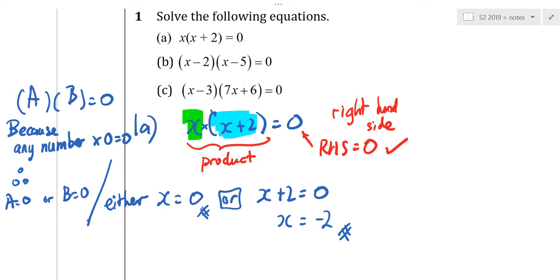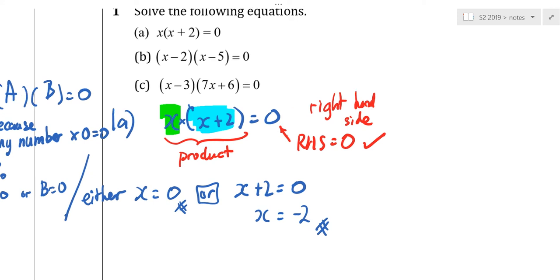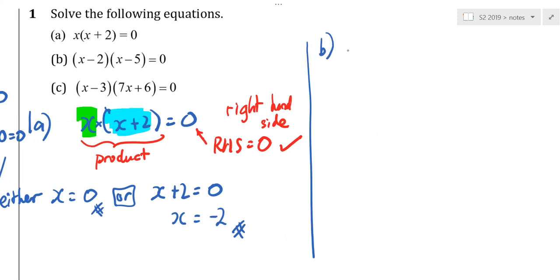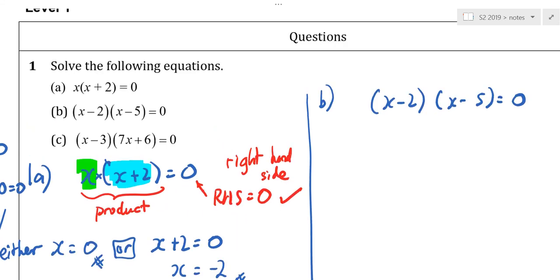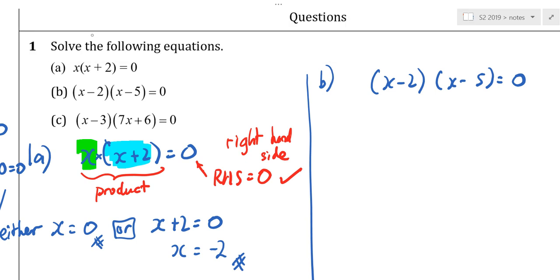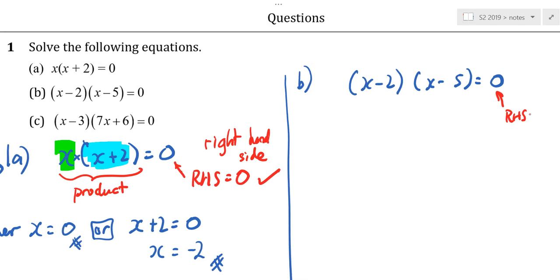Can you understand? Okay. Now, let's try one more example, B. Is my right hand side 0? Okay, Jiang Ming still gives me a very painful look. Jiang Ming, is right hand side equals to 0? Okay, never mind. Jiang Ming, do you see that right hand side equals to 0?